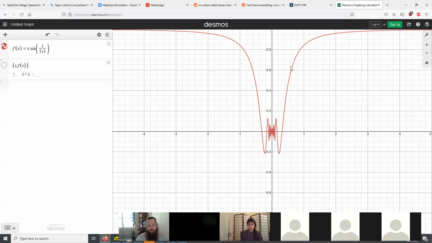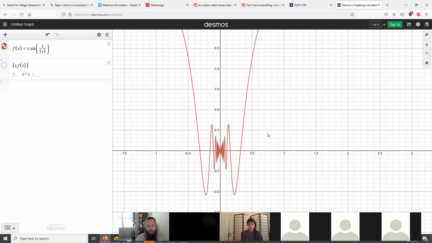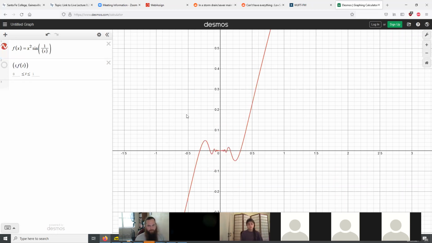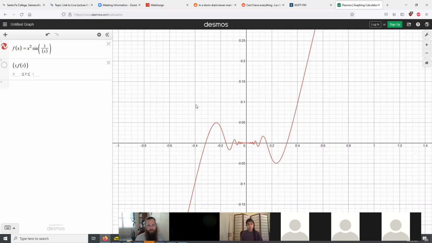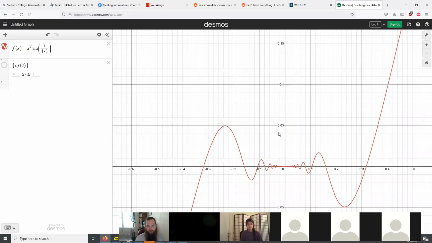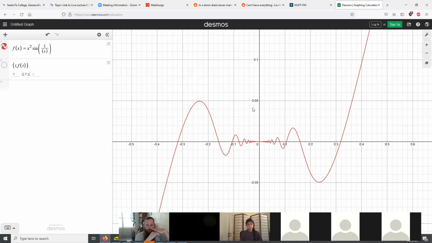Here's an example of a function that still oscillates very, very quickly near 0, but those oscillations are getting smaller and smaller and smaller. Here's another example. These oscillations are getting very fast, but they're also getting very, very small in their amplitude.